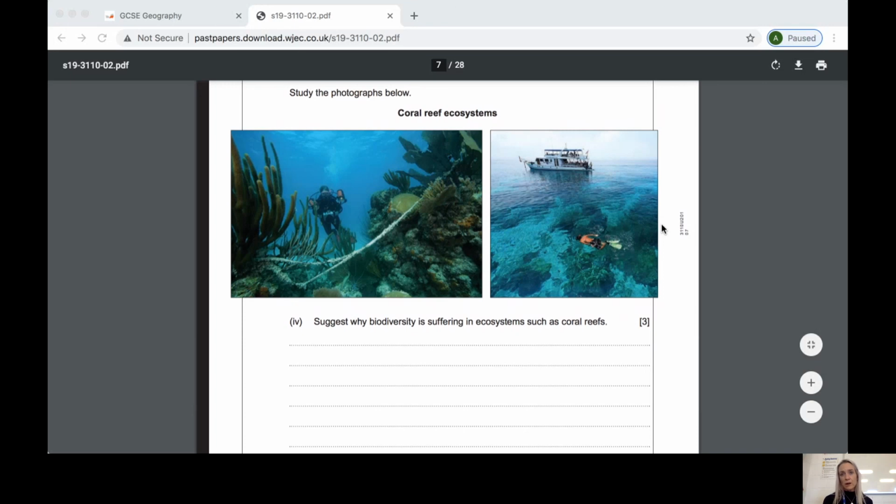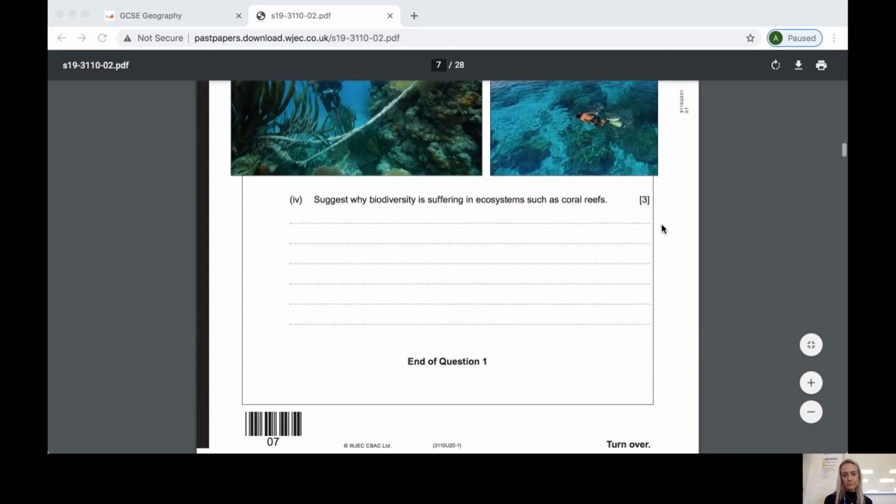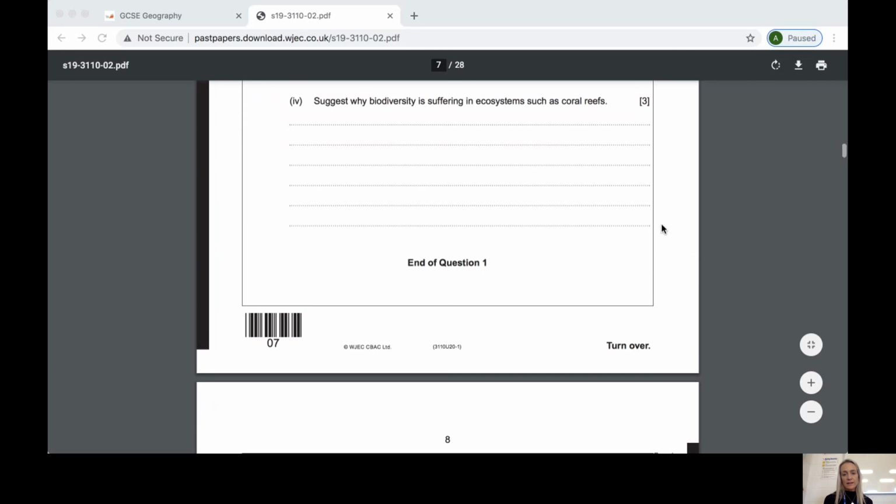Okay, so for 3 marks, you need to say what the problem is. Is it litter? Is it pollution? Is it damage? Is it people don't understand? But then say, how does that affect biodiversity? Because unless you say that, you won't get all the marks. Okay. And that is the end of that.